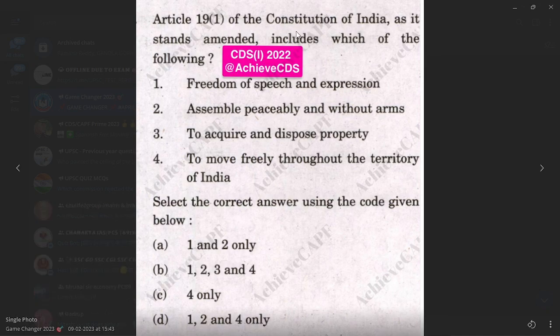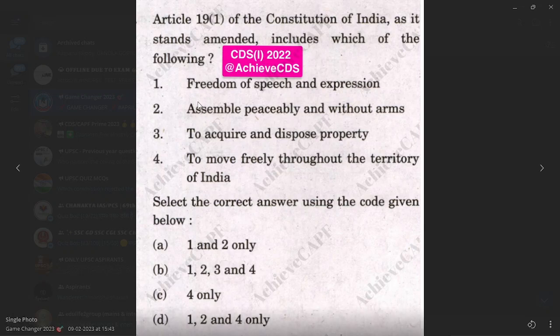Article 19 clause 1 of the Constitution of India as it stands amended includes which of the following: freedom of speech and expression, to assemble peaceably and without arms, to acquire and dispose of property, to move freely throughout the territory of India. Freedom of speech and expression. Article 19 clause 1, as amended, includes to acquire and dispose of property. Delete three.